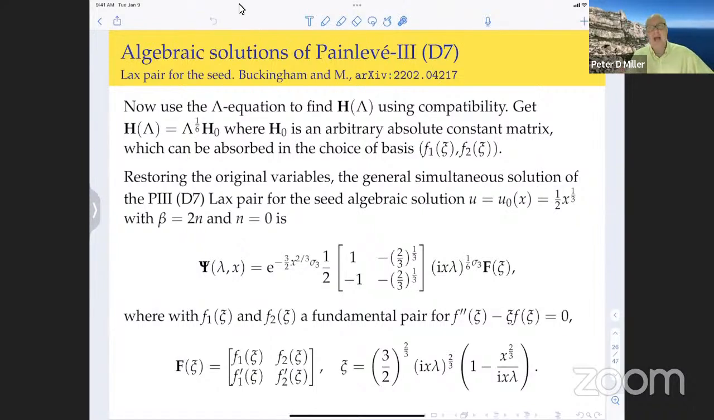So if we go back now to the original variables for the problem, the general simultaneous solution of the Lax pair on the seed, where the seed is just this function 1/2 x to the third when beta is equal to 0, because n is 0. That's this function here. So psi of lambda, x is the exponential gauge transformation we put in, here is a constant matrix, and then we have a power x lambda to the 1/6 sigma 3 times this fundamental matrix for the Airy equation. And xi was related to the original variables now by this formula here. So somehow xi goes to infinity when lambda either goes to infinity or to 0. That's what we have to watch out for.